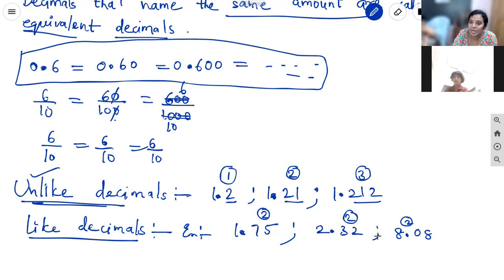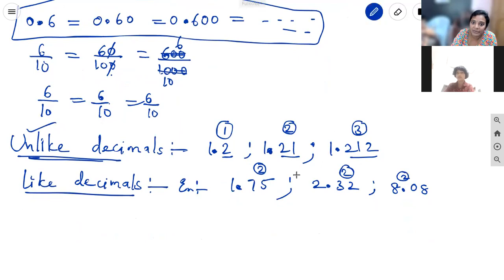Just keep concentrating on how many digits are after the decimal point. If the number is the same for each and every decimal number, then such decimal numbers are like decimals. If the number of digits after the decimal point is different, then such decimals are called unlike decimals. Is it clear? Yes, ma'am. For example, unlike decimals can be converted into like decimals. How can we convert?